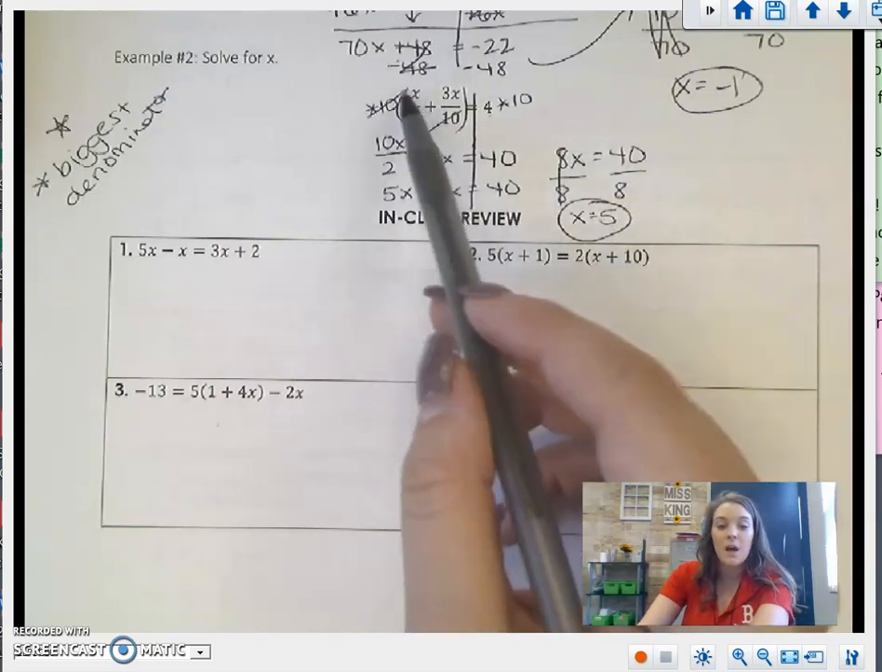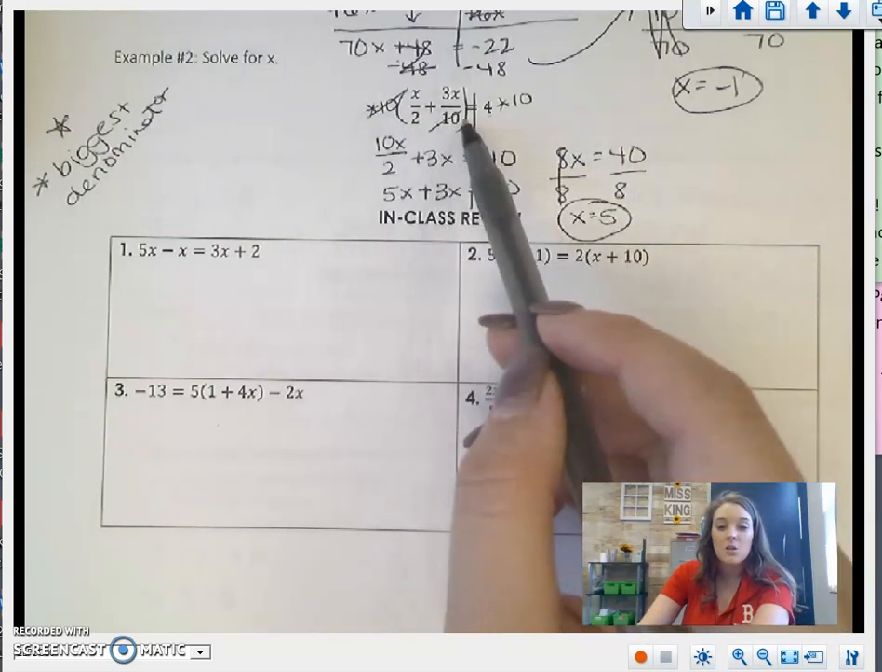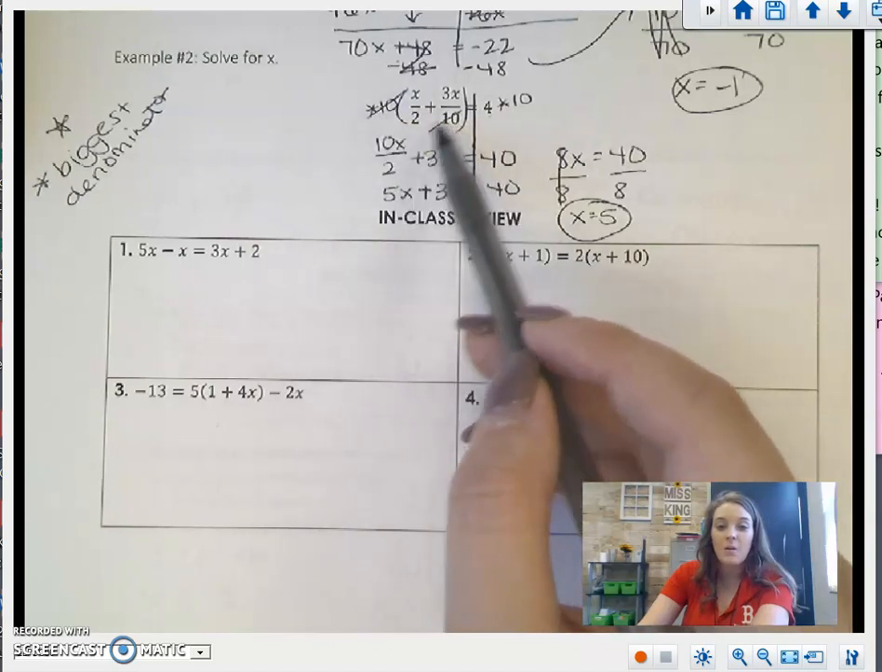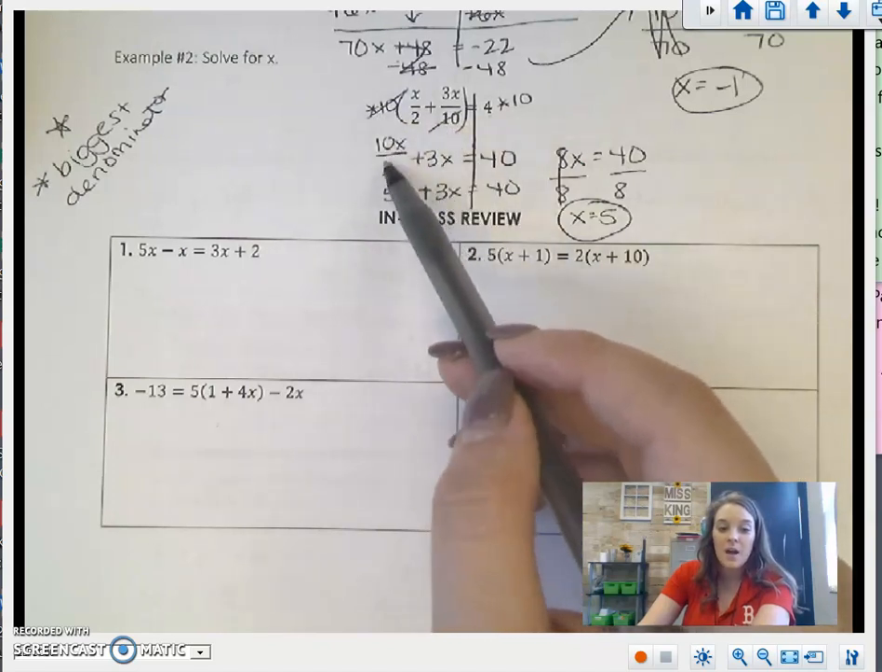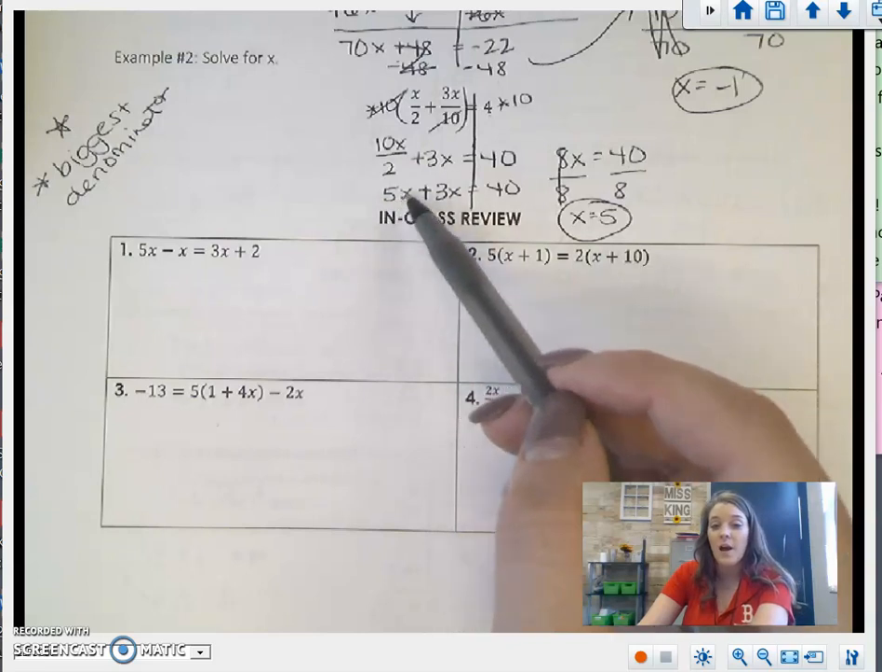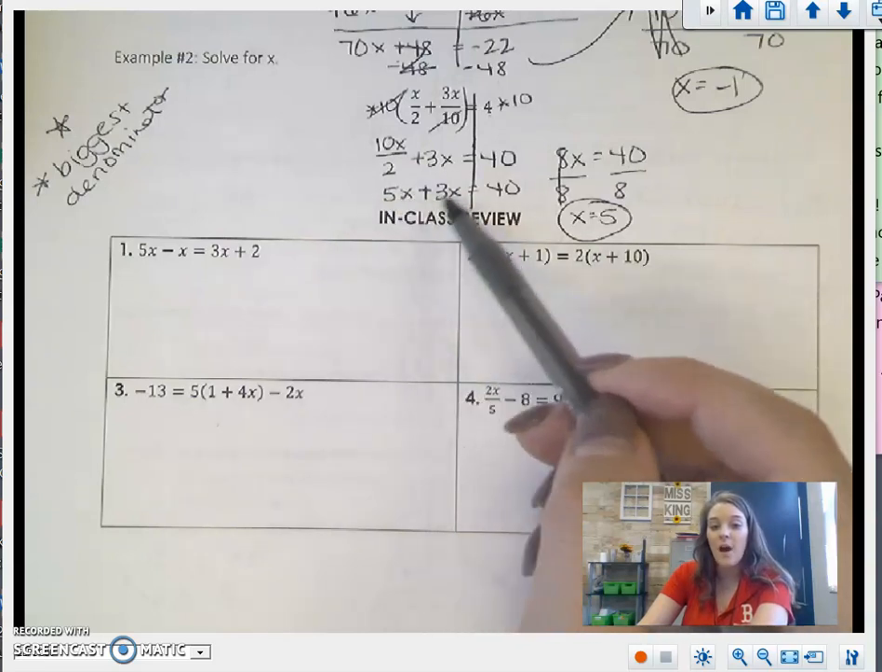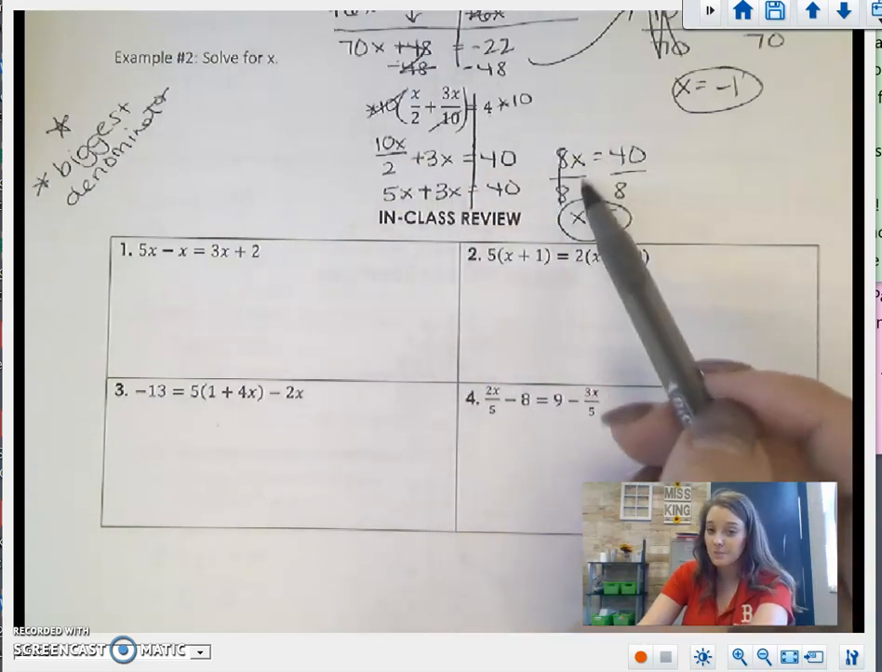Remember that we multiplied by the biggest denominator, so that biggest denominator canceled out. Then we simplified here. 10 divided by 2 gives you 5x. Combine like terms, 5x plus 3x is 8x, and divided by 8.